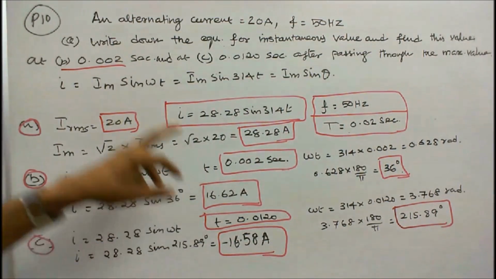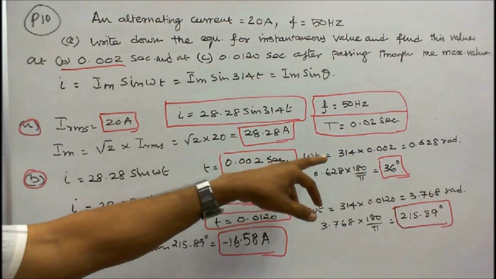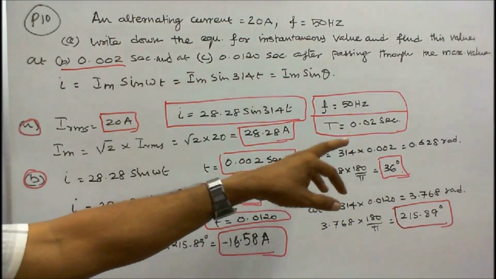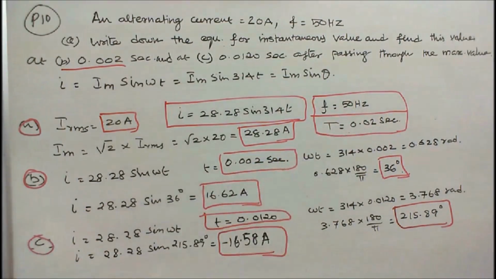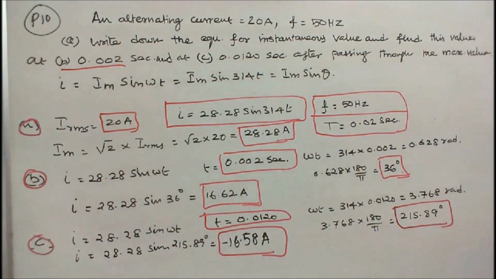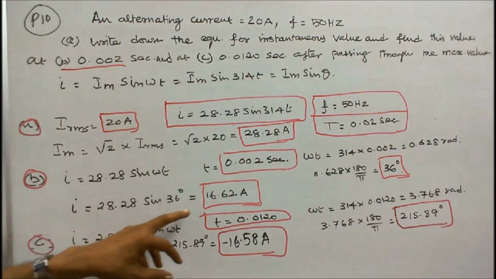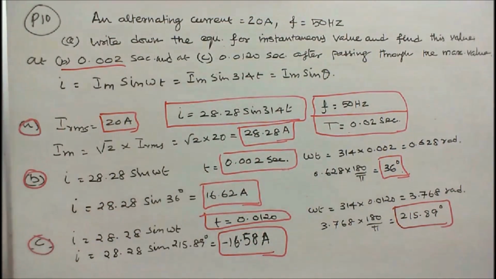Here t is given as 0.002 seconds. Therefore, omega t is equal to 314 into 0.002 seconds, that is equal to 0.628 radians. I have to convert it to degrees. 0.628 into 180 by pi is equal to 36 degrees. Therefore, I is equal to 28.28 into sin 36, that is equal to 16.62 amps.